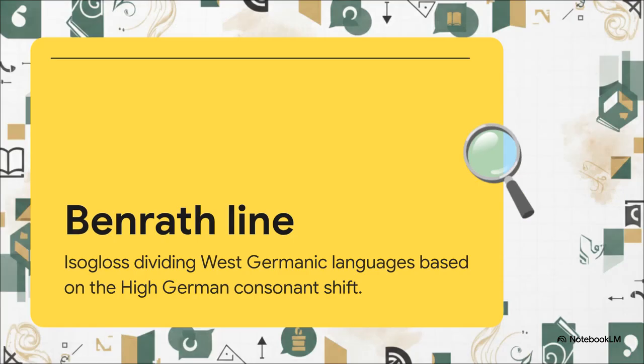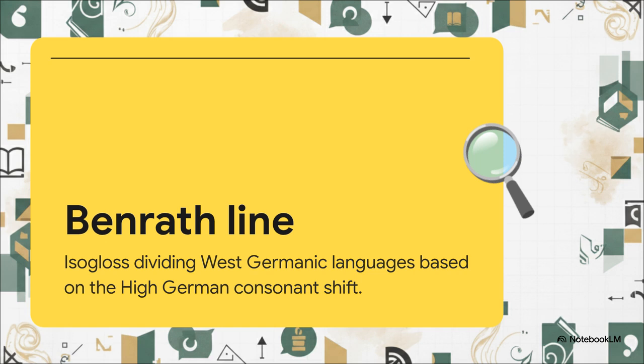To truly understand the architecture of this constructed language we're looking at, we first have to look at the physics of real-world language evolution. Languages don't just split by magic, right? They fracture due to geography and time. Take the Benrath line, for example. This is a major linguistic boundary.